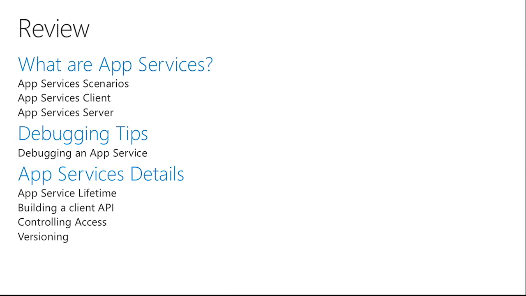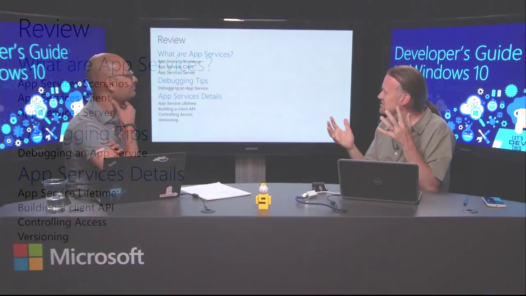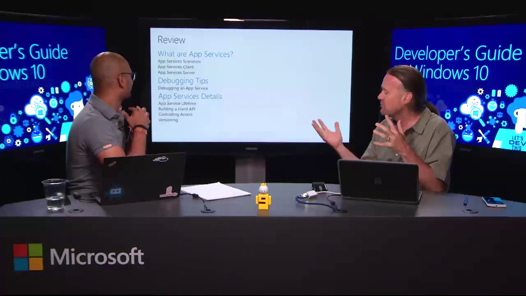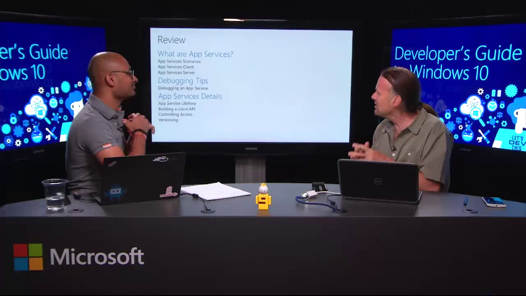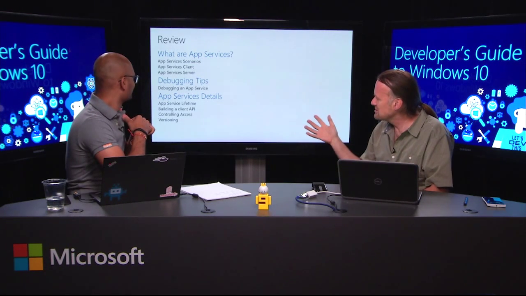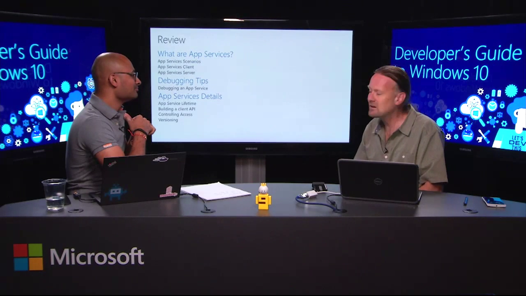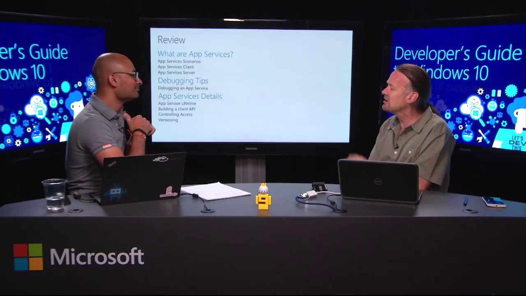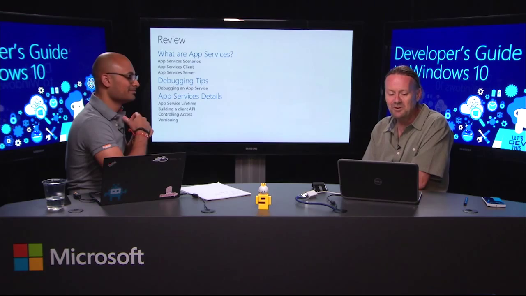Right. That was app services, a quick look at it. We looked at the scenarios, how you do the client, how you do the server at the low level, a bit about debugging, a little bit about versioning and the app service lifetime. But then the nice thing is building a client API for your service to make it really nice and clean, with simple methods for people to call it.